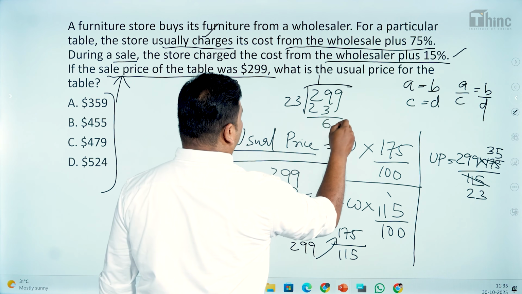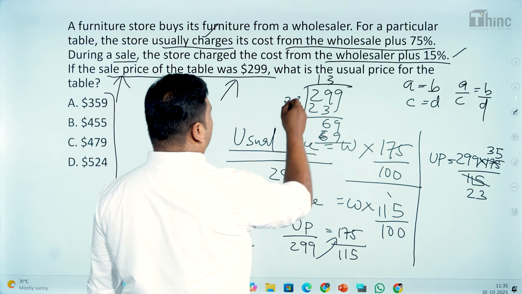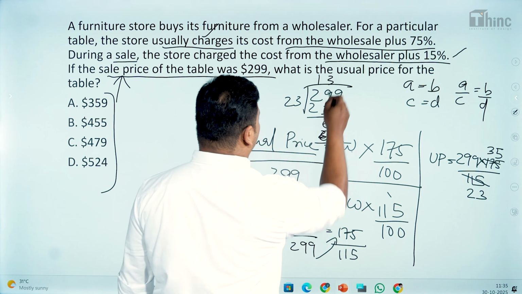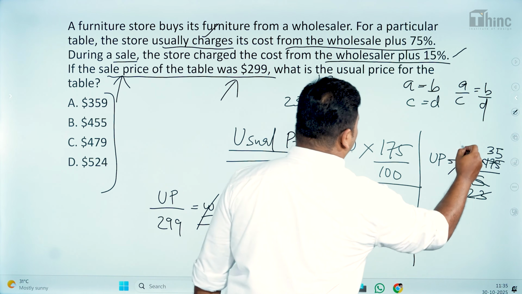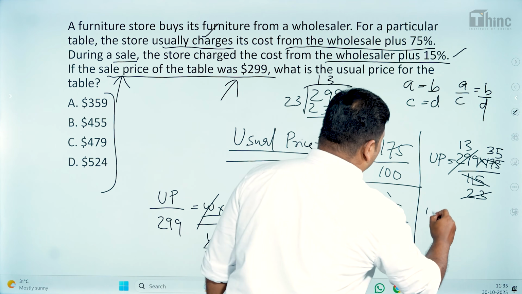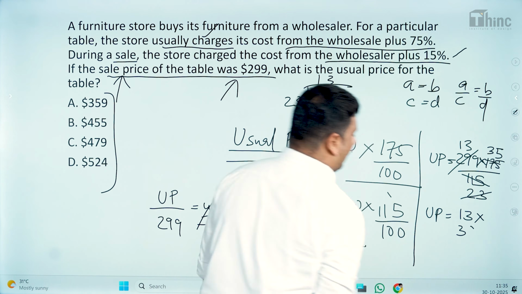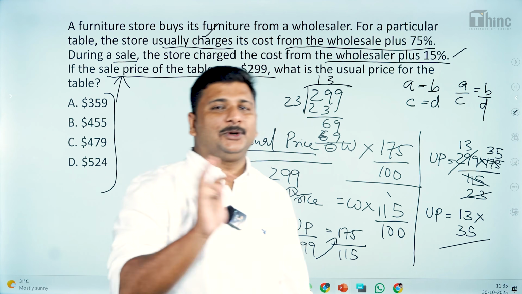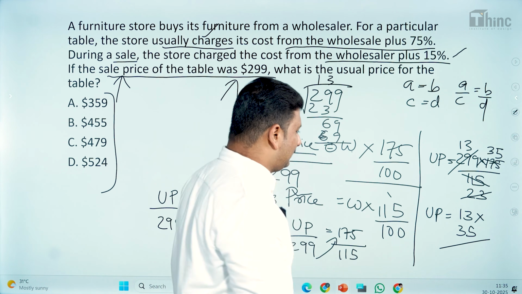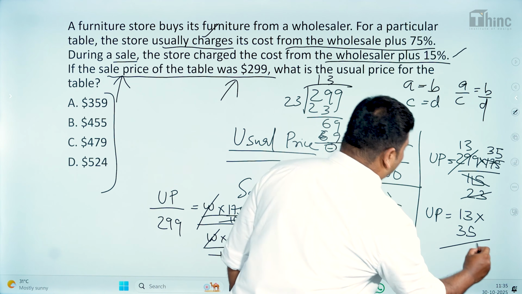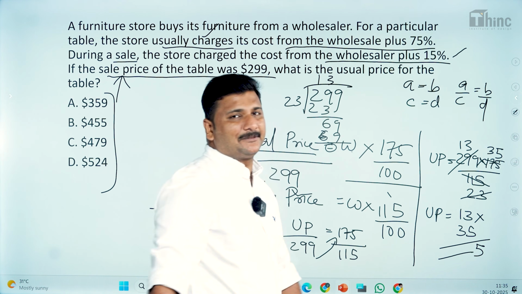3 into 23, 69, and the remainder is 0. So 299 and 23 cancel off, and we'll get 13. So usual price is nothing but 13 into 35. Now, again, there is no need of doing this. We know that when you multiply 13 into 35, the last step is 3 into 5, that is 15. So that means this number ends with 5, right?